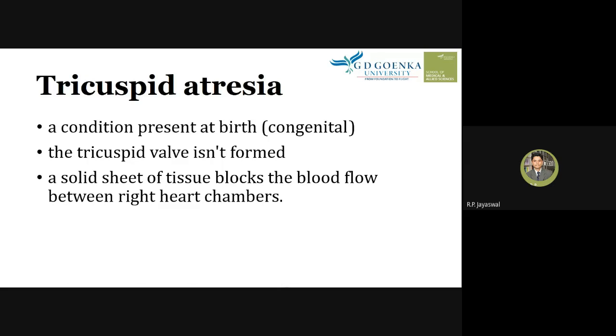A solid sheet of tissue blocks the blood flow between the right heart chambers. Usually in place of the tricuspid valve, there is a solid sheet of tissue, and this solid sheet of tissue blocks the blood flow between the right heart chambers. This is the abnormality in place of the tricuspid valve, and it is present from birth.